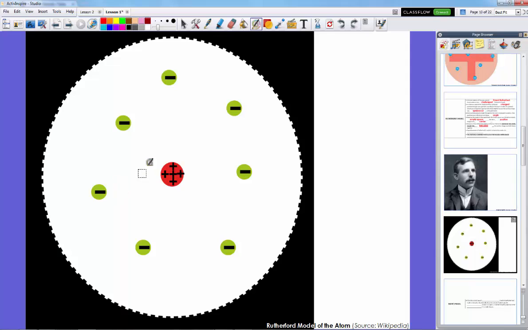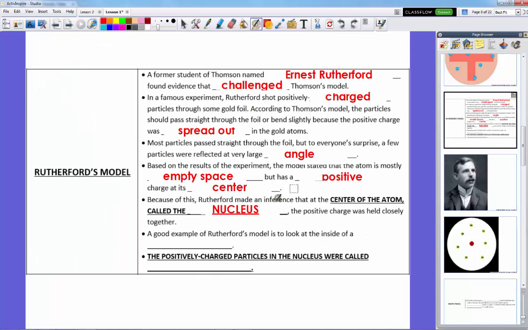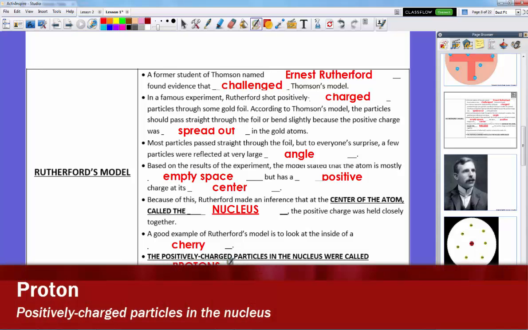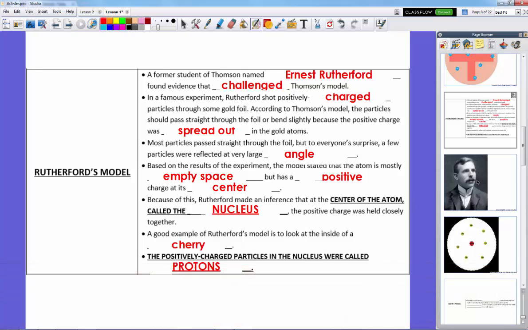So we have all this empty space, the electrons float around, and here in the nucleus we have the positive charges. And a good example of Rutherford's model is to look at the inside of the cherry, where you have the little cherry seed. That would be the nucleus. The rest of it would be where the electrons are. And of course, the positively charged particles in the nucleus were called the protons. So as you can see, we have protons and we have electrons and we have a nucleus. Now we're getting toward our modern understanding of the atom.